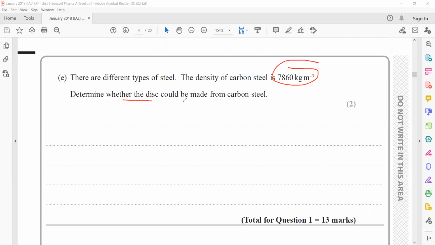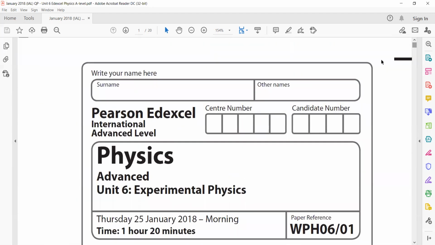Or you can work out the range, the maximum value and minimum value using the uncertainty, and check whether it lies within the standard value. So this was Unit 6. Any other question?